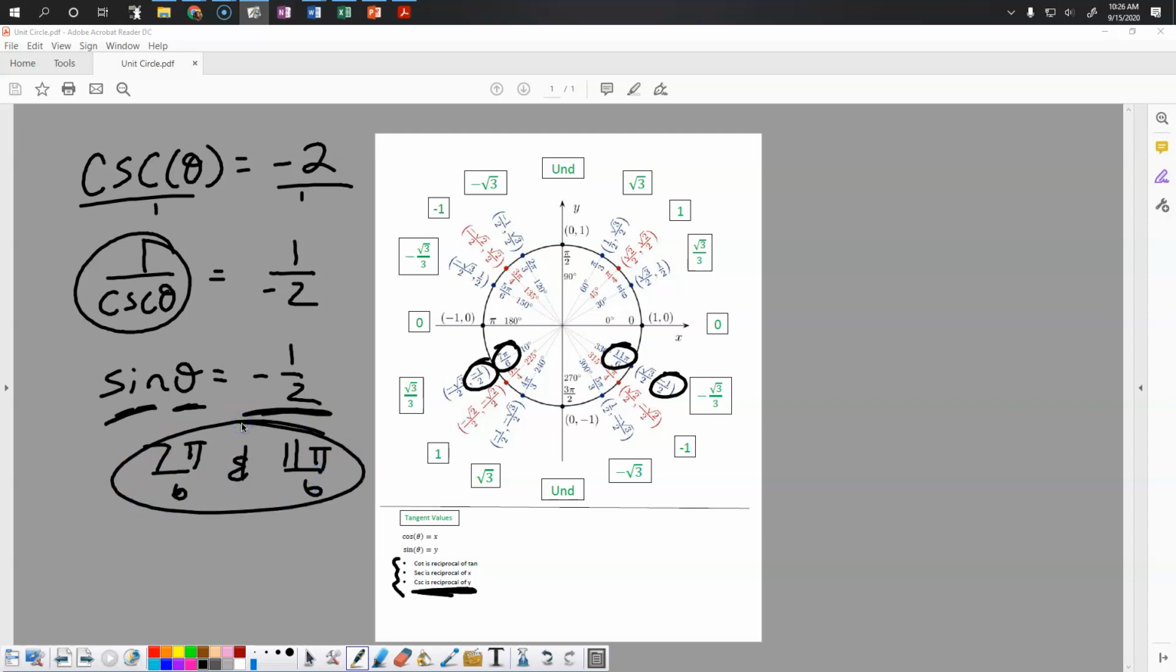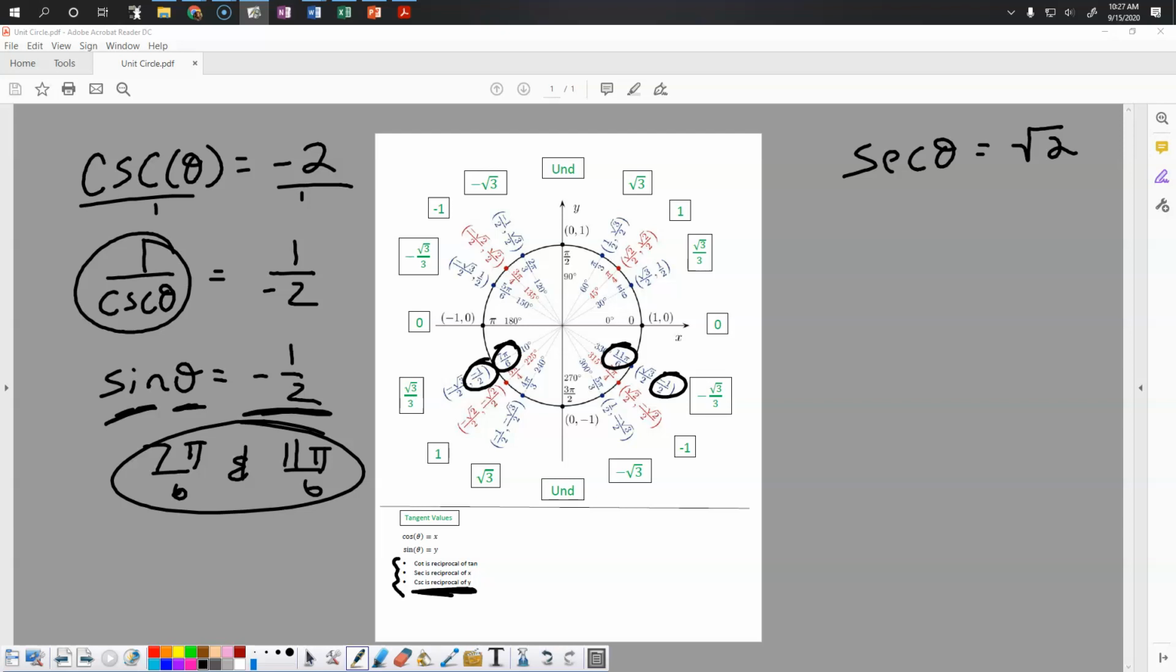Okay, so I'm going to give you guys one. Why don't you guys try this? Secant of theta is equal to radical 2. Go ahead and do that one for me. Secant of theta equals radical 2. Pause the video, see what you guys get.